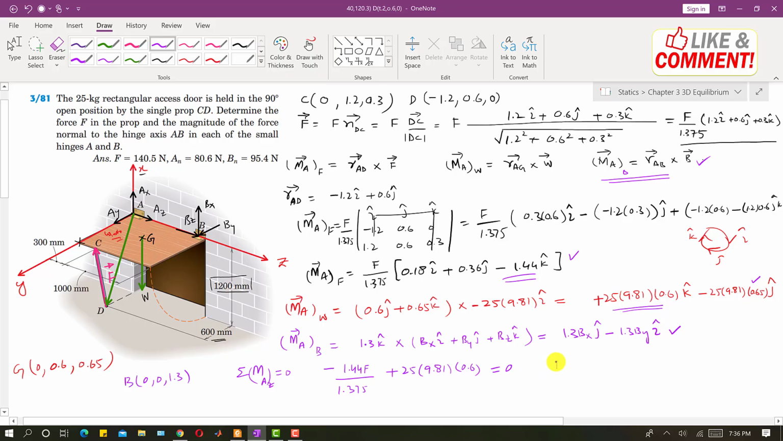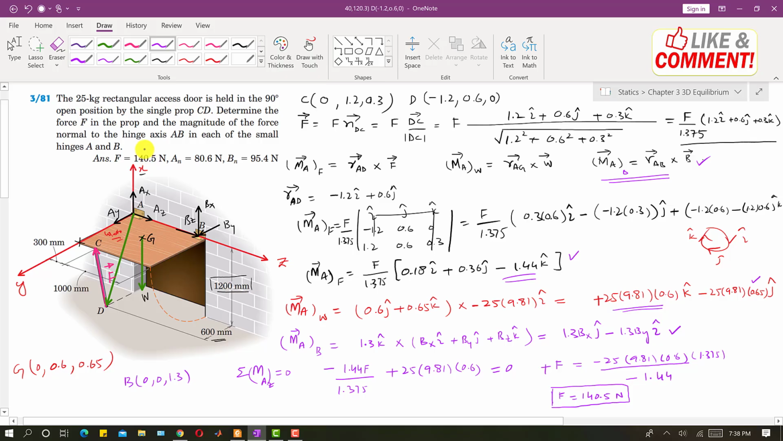So we can write that this F will be equal to minus, and this will become negative on the other side. So this will be minus 25 into 9.81 into 0.6, multiplied with 1.375 and divided by 1.44. If we divide it by minus, then this will become plus. So when I solve this, we will get the magnitude of that force in the prop CD. So let me solve this. The force magnitude in the prop CD comes out to be 140.5 newtons. So this is one unknown that was required.